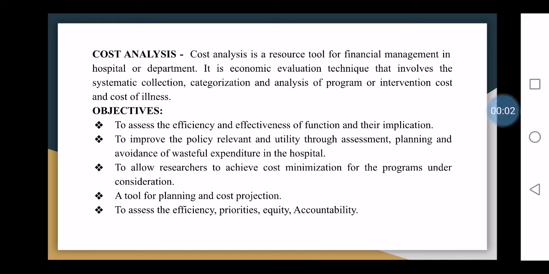Hello, good morning, students. Let us continue with health economics. So, under health economics, today we are going to study about cost analysis.